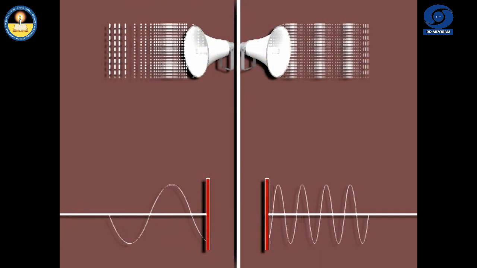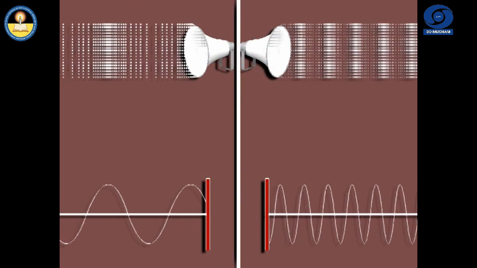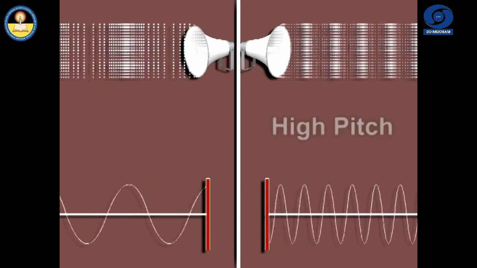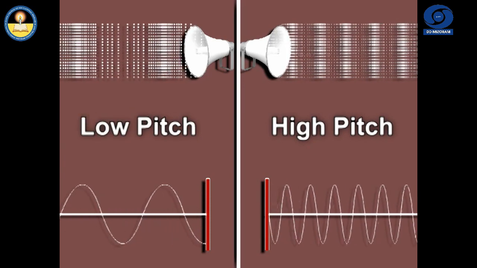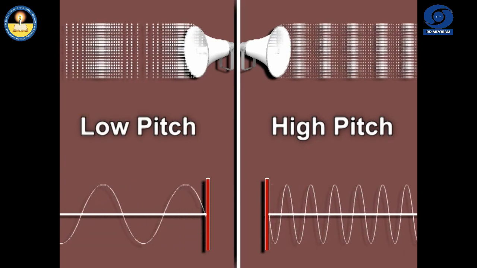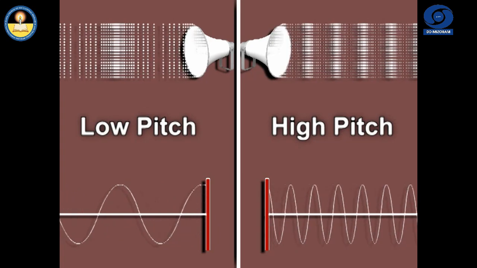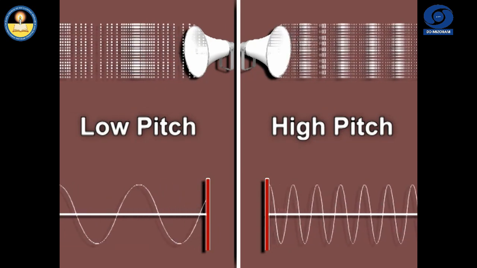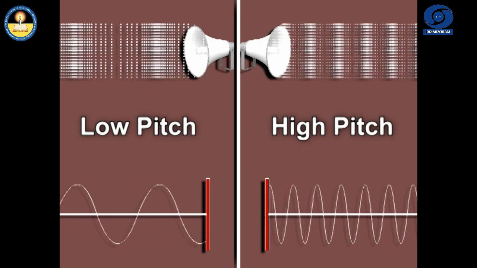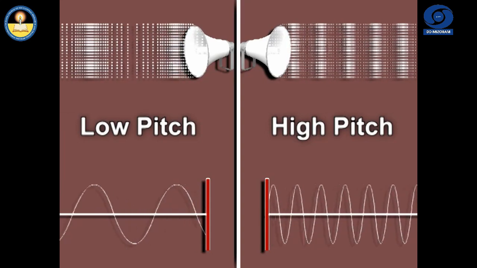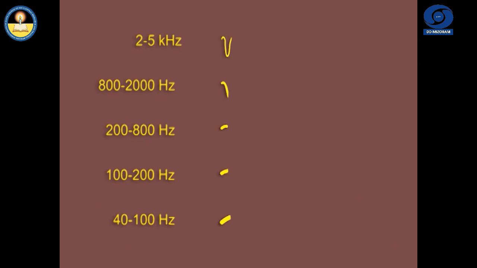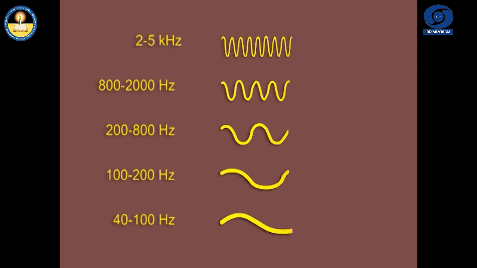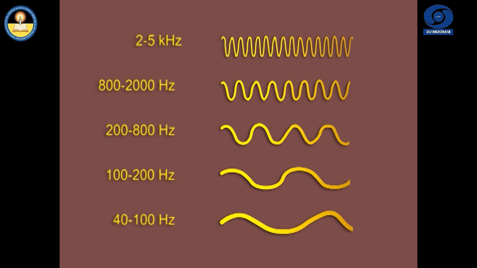If we plot the graph of sounds, it can be noticed that the sound of high pitch has more number of vibrations than that of the sound of low pitch. Thus, a high-pitched sound corresponds to more number of compressions and rarefactions passing a fixed point in unit time. Objects of different sizes and conditions vibrate at different frequencies to produce sounds of different pitch.